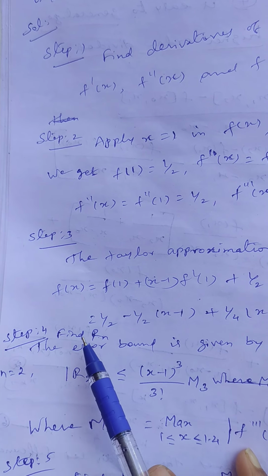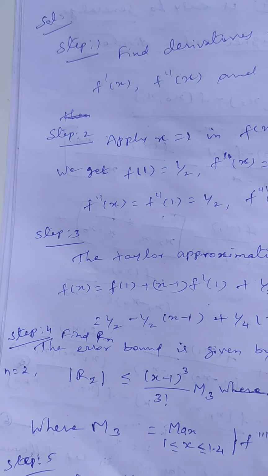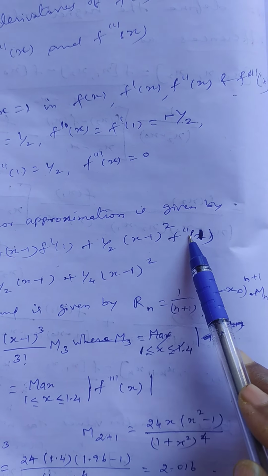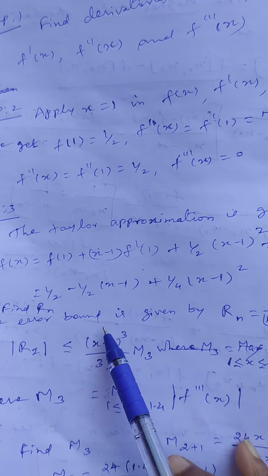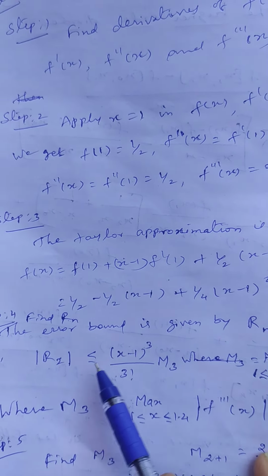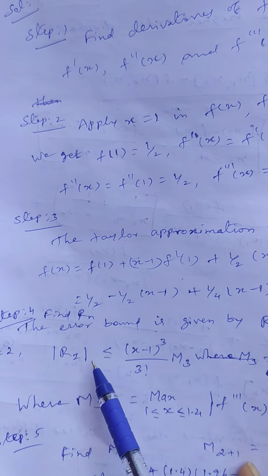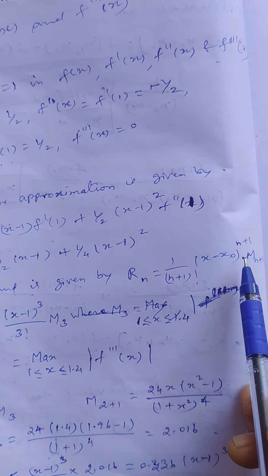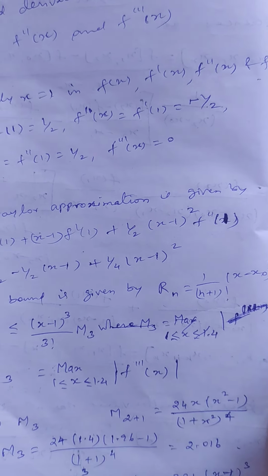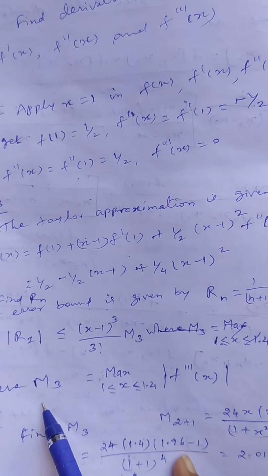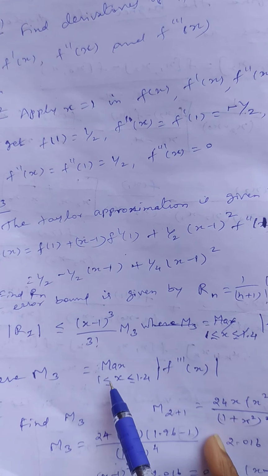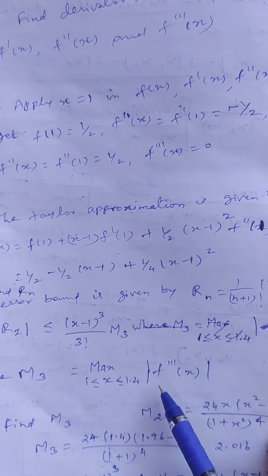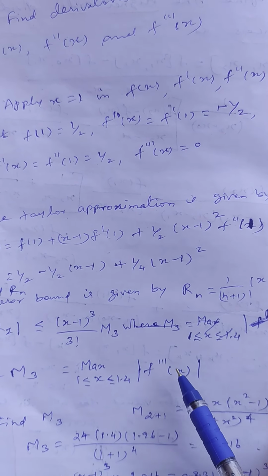Next, step 4, find Rn. For the error bound, the n value is 2, since the derivative order used is 2. The error bound is given by Rn with n equal to 2, so we get 1 by (n plus 1) factorial into (x minus x naught) the whole power n plus 1 into M(n plus 1). M(n plus 1) with n equal to 2 is M3, equal to the maximum on the interval 1 to 1.4 of the modulus of f triple dash of x.